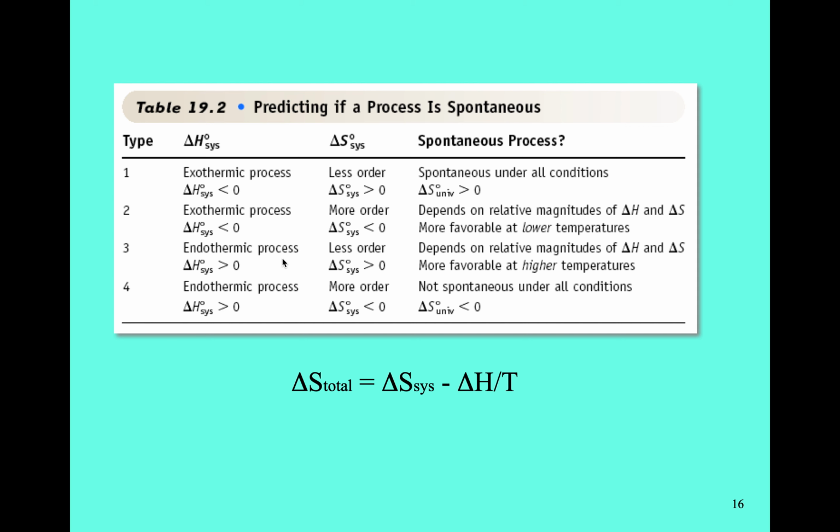For endothermic processes, where this term is going to be now negative, the change in entropy of the system is positive, then we want this term, because this term is negative, we want this term to be less significant, so we want T to be very big, so that this becomes less significant, so delta S of the system dominates. So in this case, with an endothermic process and an increase in disorder, so an increase in delta S of the system, the change will be spontaneous at higher temperatures.